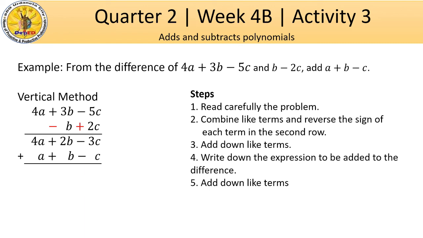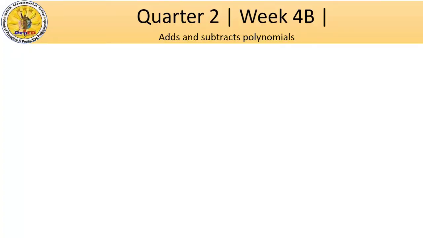Then we write down the expression to be added to the difference. So that is a plus b minus c. Okay, so then I'll add down like terms. So 4a plus a is equal to 5a. 2b plus b is equal to 3b. And negative 3c plus minus c is negative 4c. So the answer to this problem is 5a plus 3b minus 4c.